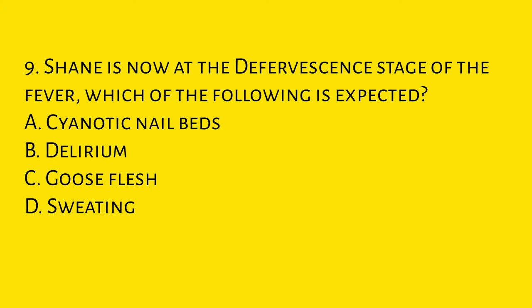9. Shane is now at the defervescent stage of the fever. Which of the following is expected? A. Cyanotic nail beds. B. Delirium. C. Goose flesh. D. Sweating. Correct answer. D. Sweating.